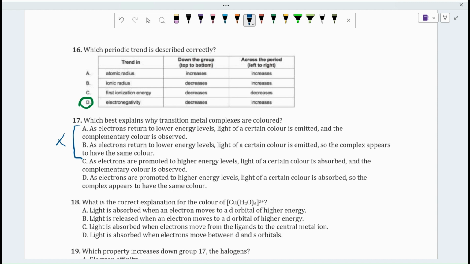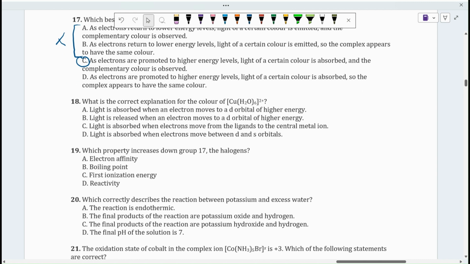Here we are promoting them to higher energy levels. Light of a certain color is absorbed, and the complementary color is observed, or the complex appears to have the same color. That would be C. And we touched on this in an earlier question. The complementary color is observed.